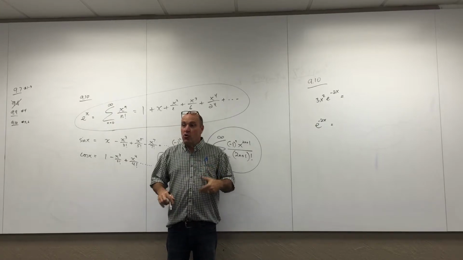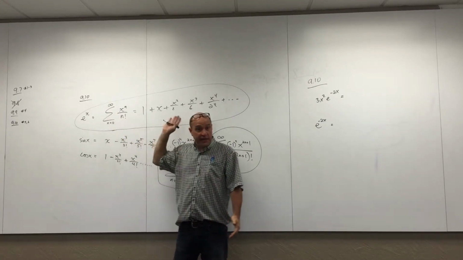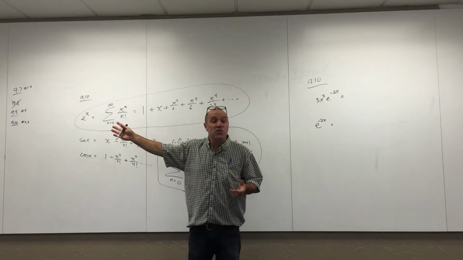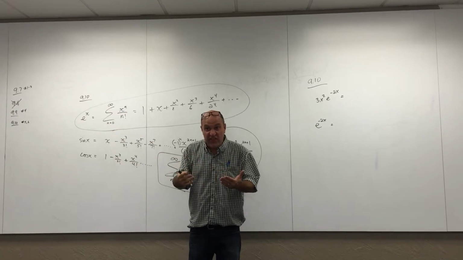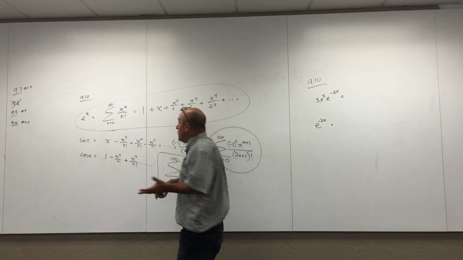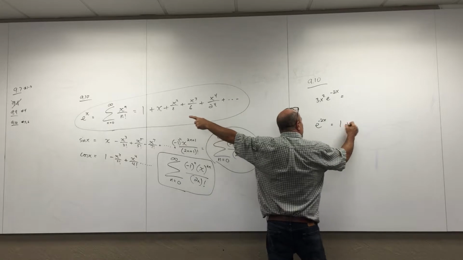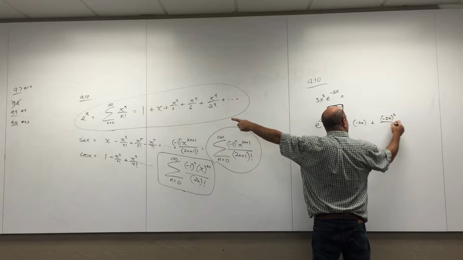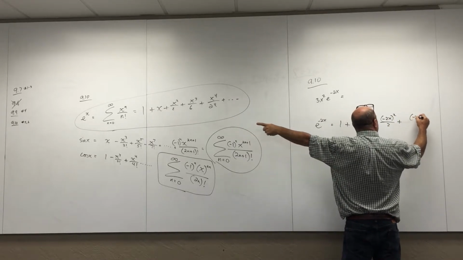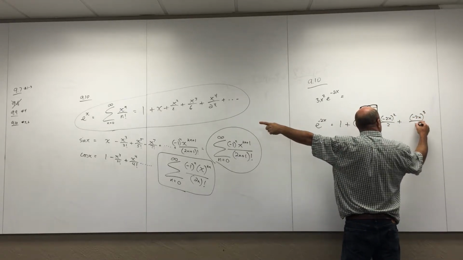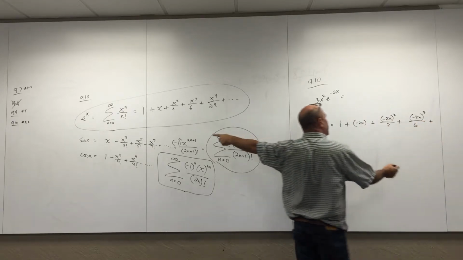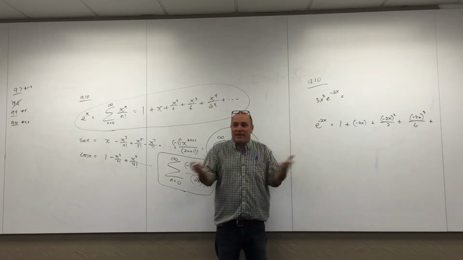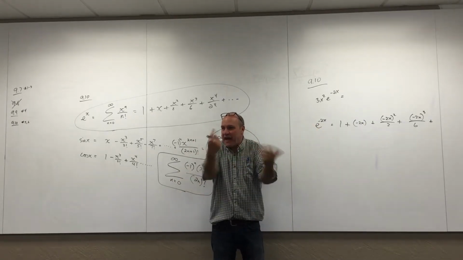The word is replace. If this is e to the x, then e to the negative 2x is: replace all the x's with negative 2x. So you get 1 plus negative 2x plus (negative 2x) squared over 2 plus (negative 2x) cubed over 3 factorial, 6. You guys following me? We just built e to the negative 2x from e to the x by replacing the x's with negative 2x.